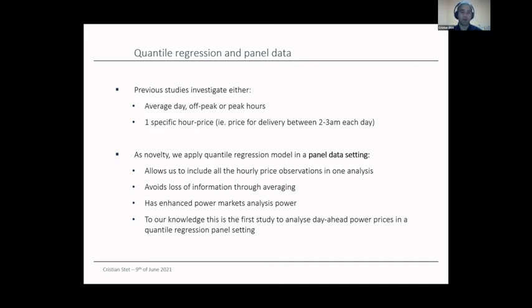For, let's say, managers later on, if they want to apply this methodology to forecast power prices, they can do it for each hour of the next day, and not just on averages, not just for a specific hour in time. And to my knowledge, this is the first study that looks at this matter from this point of view, using all hours.